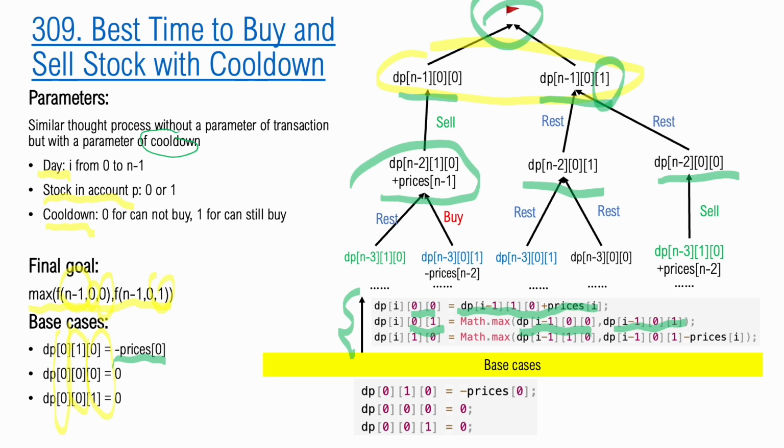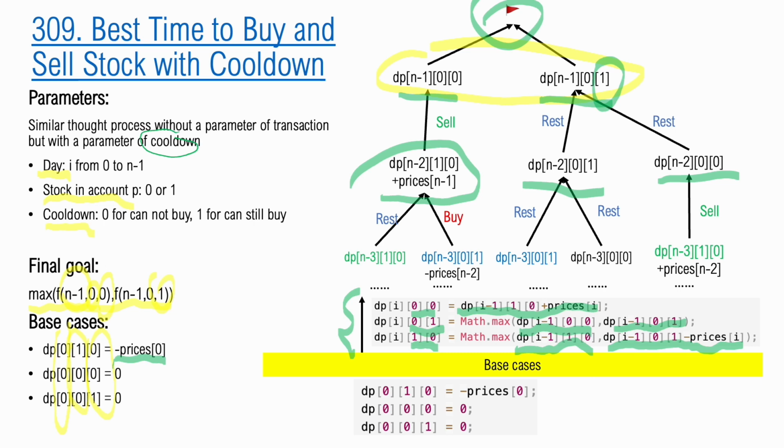And for a combination of 1, 0, it basically means that you have 1 stock. You buy the stock on this day, and then it will be based on no stock, no cooldown from the previous day. Or you just take a rest today and you will have 1 stock from the previous day.